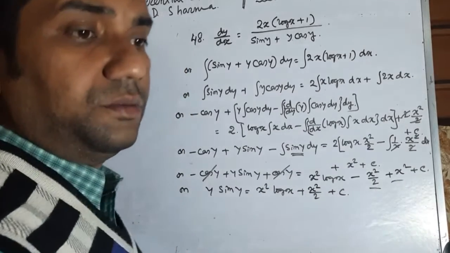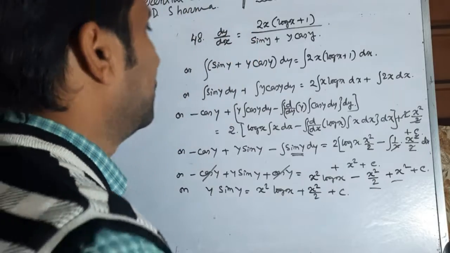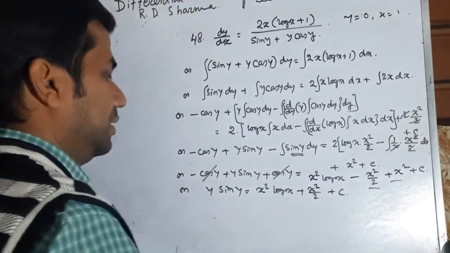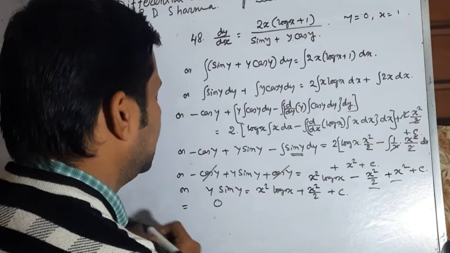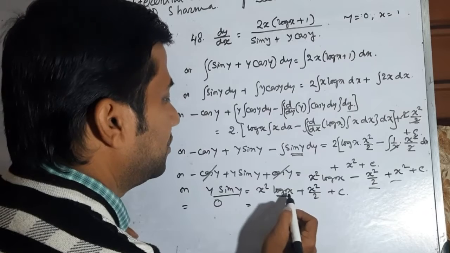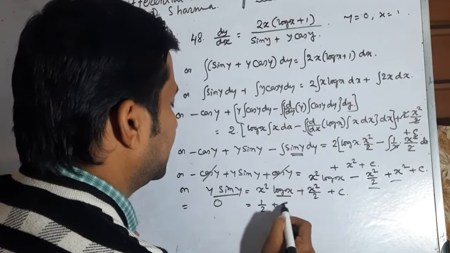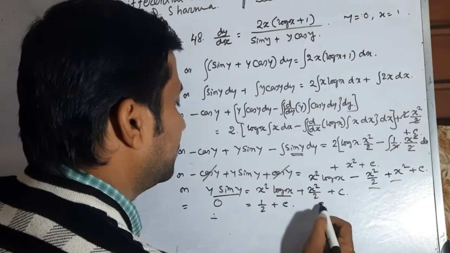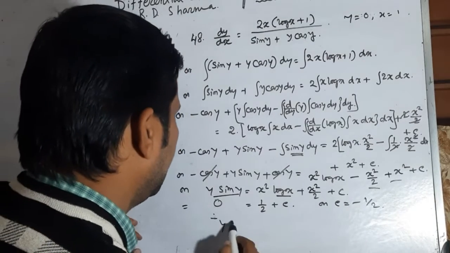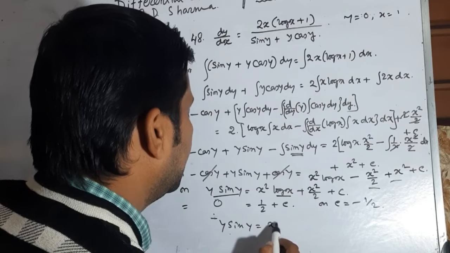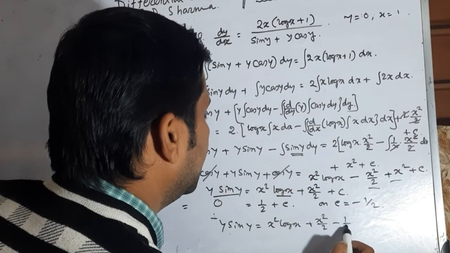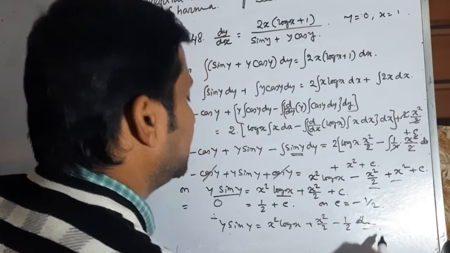Now putting the value y(0), x is equal to 1. Now y is equal to 0, this means 0. Putting y is equal to 0, this is 0, and x is equal to 1 means this is 0 and half plus c. Therefore your required answer will be c is equal to minus half. Then y sin y is equal to x square log x plus x square by 2 minus half. This is the required answer.